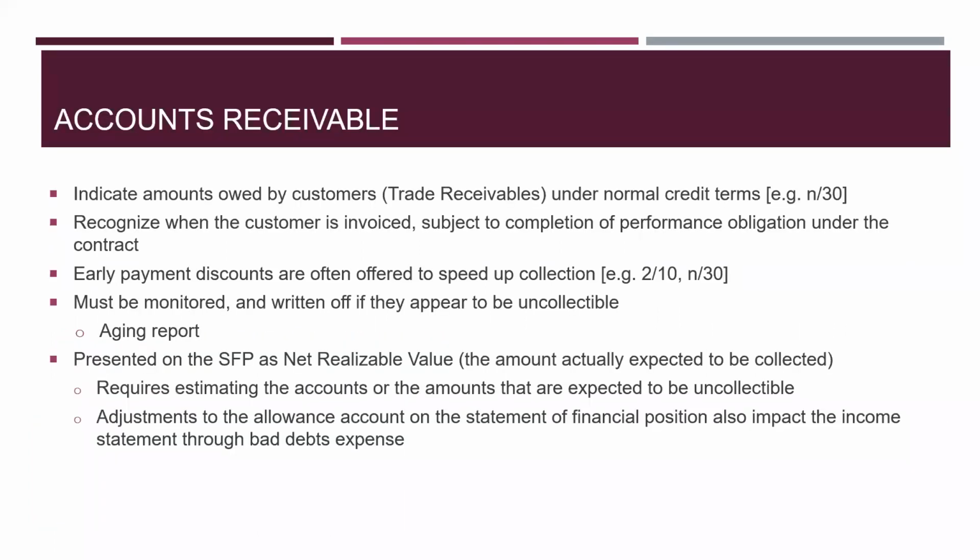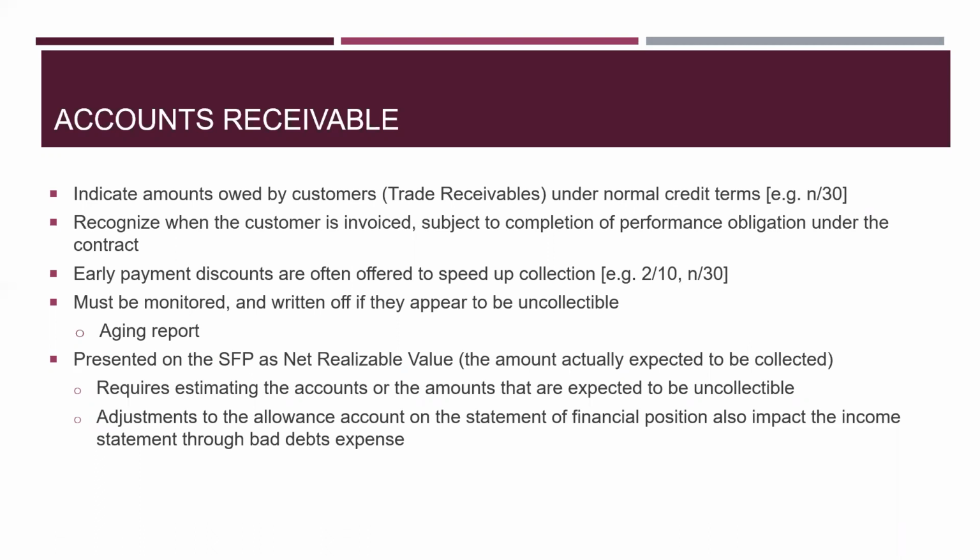So accounts receivable is a result of a business providing services or selling products on account. Under the normal course of business, these are referred to as your trade receivable. The general payment terms here are net 30, net 60, depending on the business and the industry. These receivables are recognized when the company completes their performance obligation, which is either selling the product or providing those services.